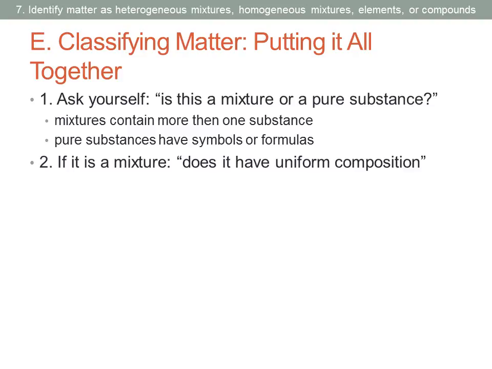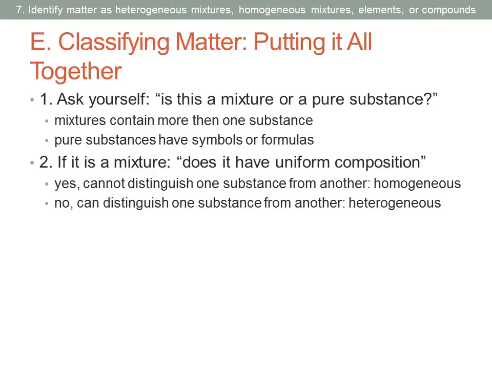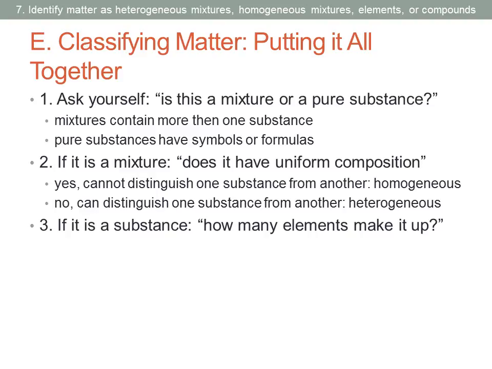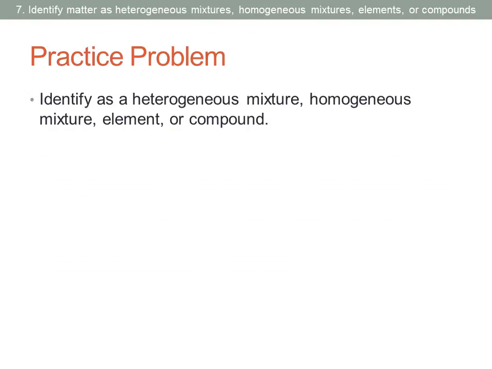If it is a mixture, ask yourself, does it have uniform composition? If the answer is yes, and you cannot distinguish one substance from another, then it's homogeneous. If the answer is no, that means you can distinguish one substance from another. That makes it heterogeneous. If the sample is a substance, ask yourself, how many elements make it up? If it's one element, then it's an element. If it's two or more elements, then the sample must be a compound. So simply identify each as a heterogeneous mixture, homogeneous mixture, element, or compound.